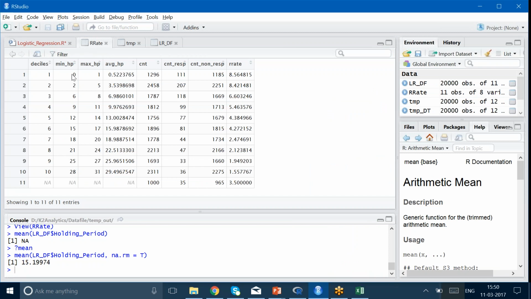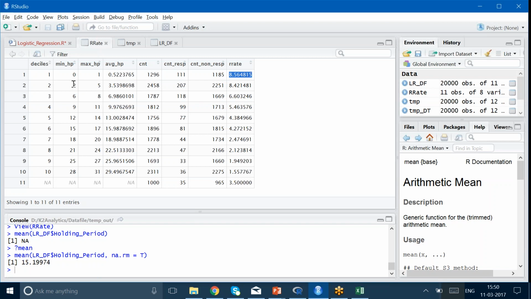First decile, it says that minimum holding period in this decile is 0. Maximum holding period in this decile is 1. All the customers who are between 0 and 1 holding period are part of this decile. Okay? And the overall average for this is coming as 0.52. And how many customers are there? There are approximately 1,296 customers. Of that, 111 are responders. So what is the success rate here?